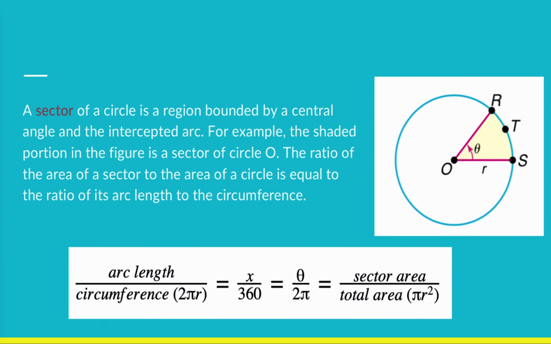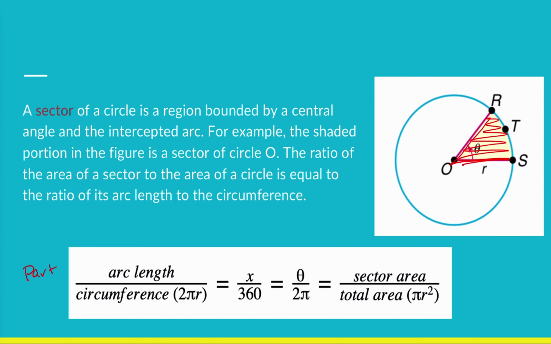A sector is a region, it's a part of the area of a circle, the way that the arc length is a part of the circumference. So it's a part of the area of the circle that you get from a central angle and the intercepted arc. The ratio of the area of a sector to the area of a circle is equal to the ratio of its arc length to the circumference.